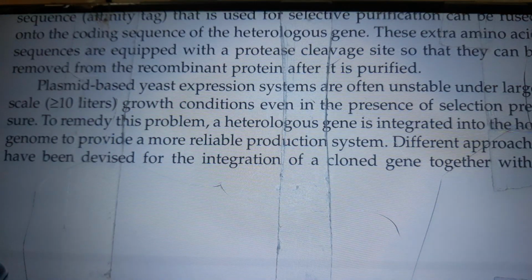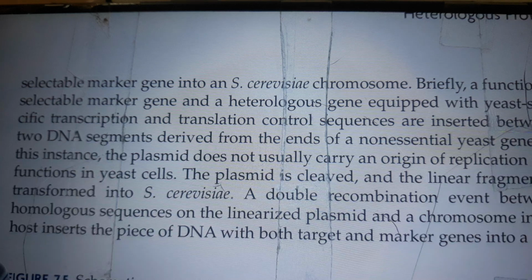Plasmid-based yeast expression systems are often unstable under large-scale growth conditions, greater than or equal to 10 liters, even in the presence of selection pressure. To remedy this problem, the heterologous gene is integrated into the host genome to provide a more reliable production system. Briefly, a functional selectable marker gene and a heterologous gene equipped with yeast-specific transcription and translation control sequences are inserted between two DNA segments.